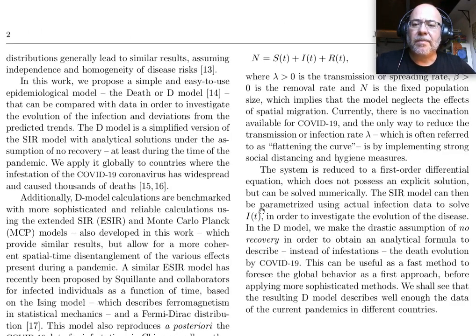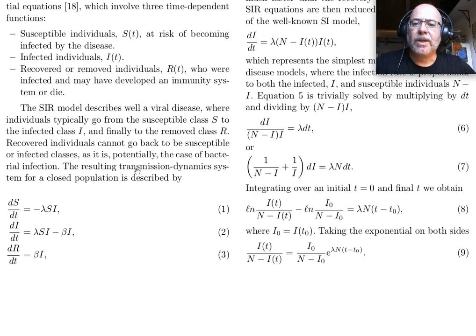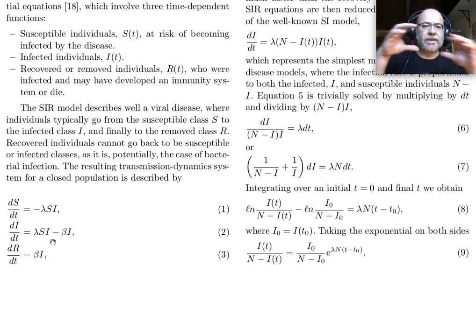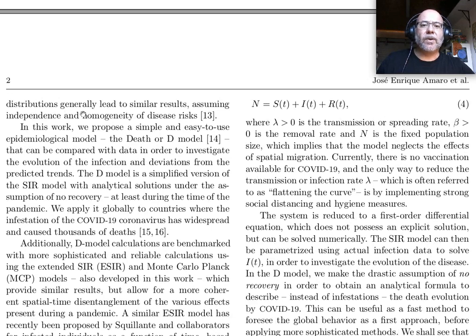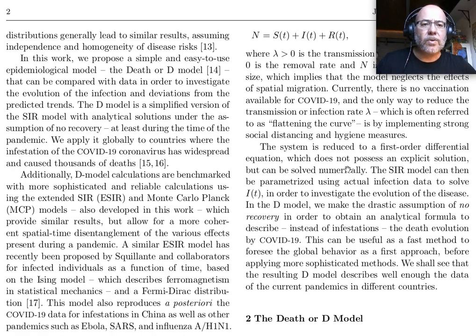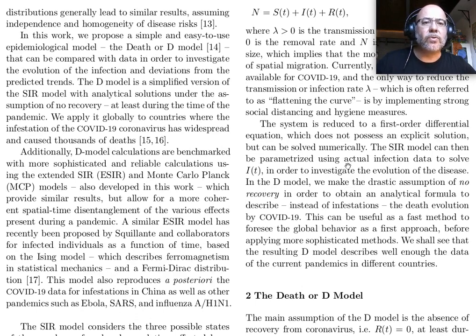So here is the typical transmission dynamic system of 4 equations, where you have susceptible individuals that may get infected, and then they recover or die, right? There's no way back from any of these compartments. For a total population, this is the 4th equation, which is the sum of all the susceptible, the infected, and the recovered individuals. For this, we make drastic assumptions to solve this analytically.